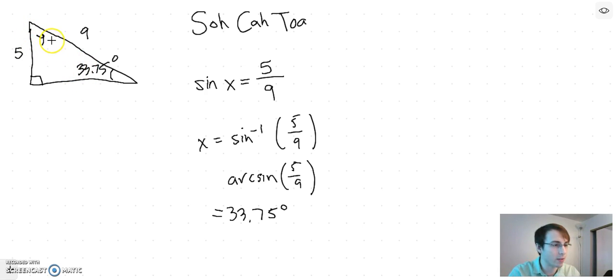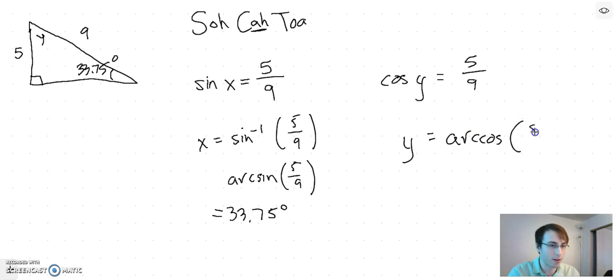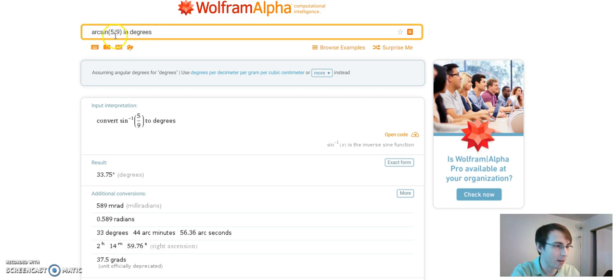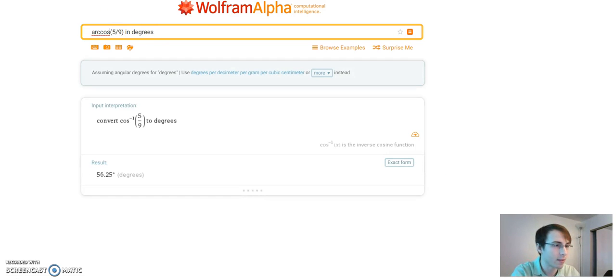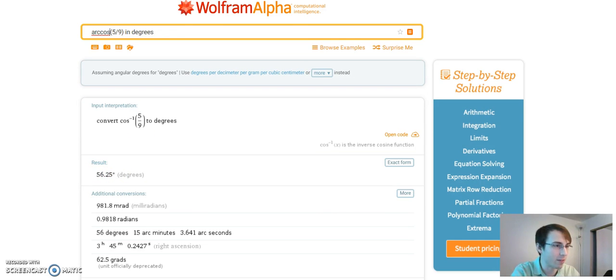So if we want to use trig functions to do this, now 5 is the adjacent side and 9 is the hypotenuse. We need adjacent and hypotenuse, so we need cosine here. So let's write cos Y equals adjacent 5 over hypotenuse 9, and then Y will be arccos of 5 ninths. So let's type that in. Arccos of 5 ninths. That's 56.25 degrees.